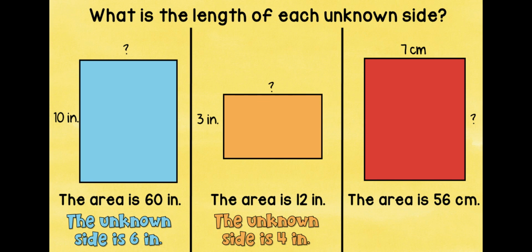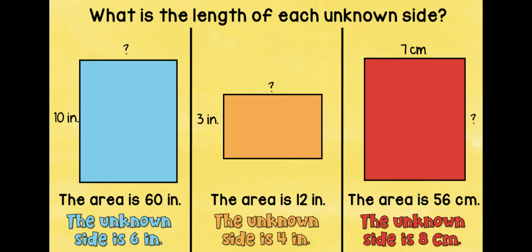And for the red rectangle on the right, we needed to figure out 7 times what equals 56. Remember, that was our math question of the week. We answer this question every day. 7 times what equals 56? That missing number is 8. 7 times 8 equals 56.